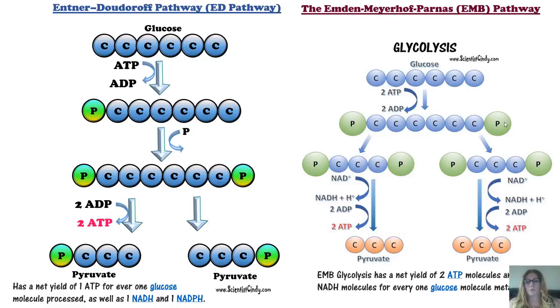So let's just do a quick side-by-side comparison between the EMP pathway and the ED pathway. The ED pathway has a net yield of one ATP and one NADH and one NADPH, versus the EMP glycolytic pathway, which has a net yield of two ATP, two NADH, and that's it. So you actually get more ATP with the EMP pathway.